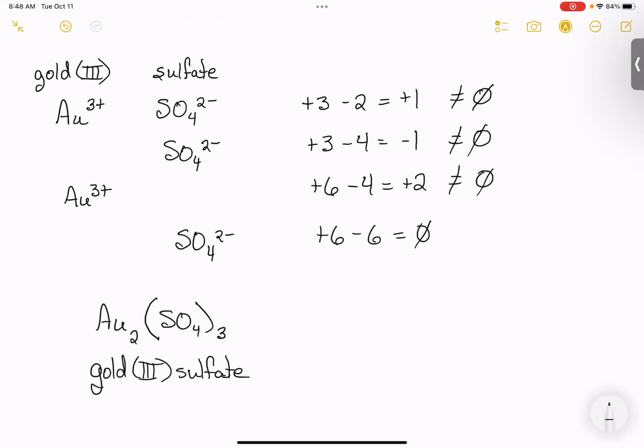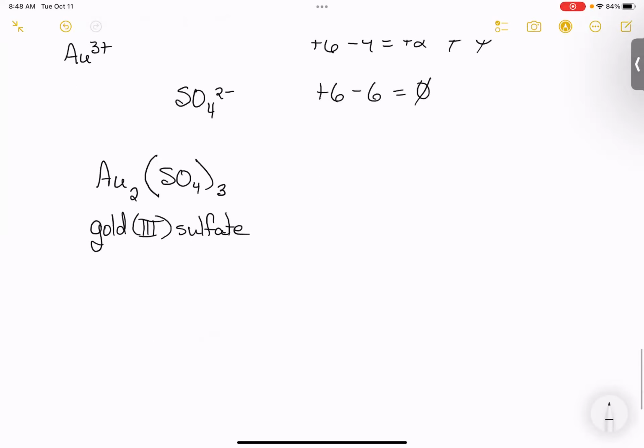The only reason we use prefixes is when you can have more than one formula with the same elements, but you can't here because of the way ionic compounds work. This also could have been, I believe, aurum sulfate. Could have been the same thing, but again, I will be using the IUPAC naming.